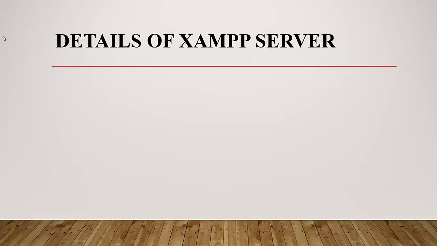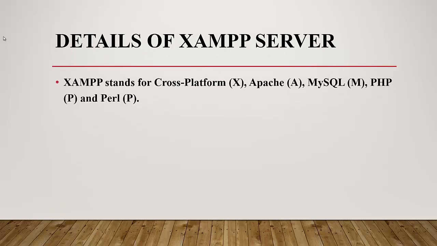At that time, I will explain to you the details of XAMPP server. XAMPP stands for X for cross-platform, A for Apache Web Server, M for MySQL database, first P for PHP and second P for Perl. Why is XAMPP server cross-platform? Because we can install it on different operating systems. You can see the same view of the control panel in different operating systems like Windows, Linux, Unix, macOS, etc.